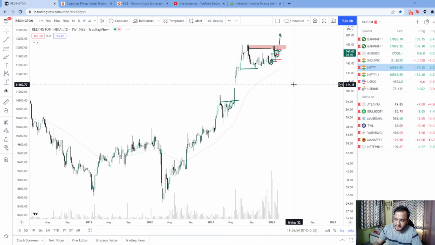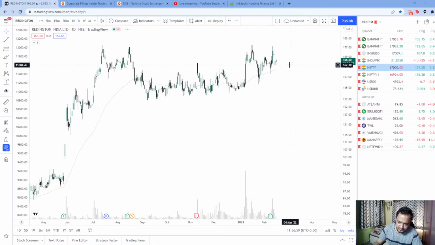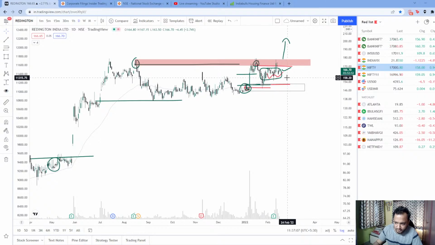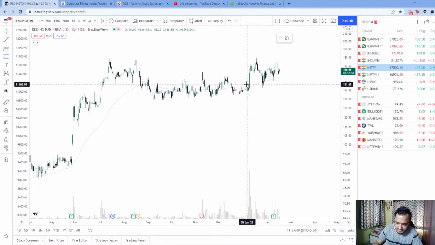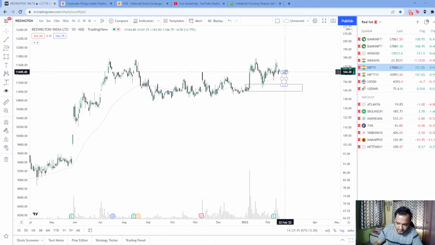So Redington India is still all right. There is nothing wrong with the structure. If you see, it's really good. This can break out. Your point of reference should be this area right here. So I won't be concerned even if something like this happens. Even if something like this happens tomorrow, I won't be concerned about this trade, to be honest, because the structure is still good.